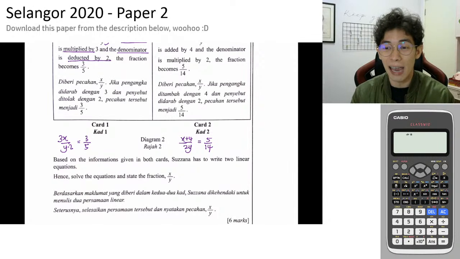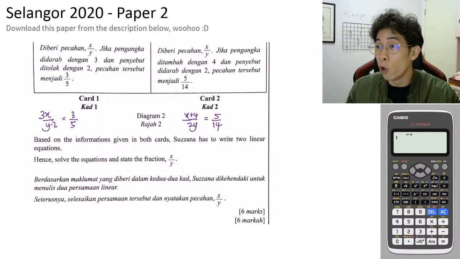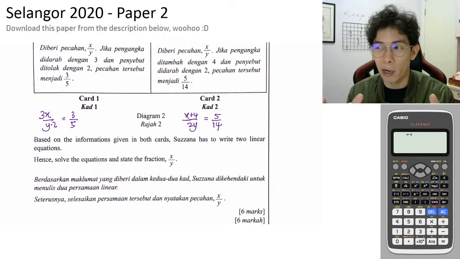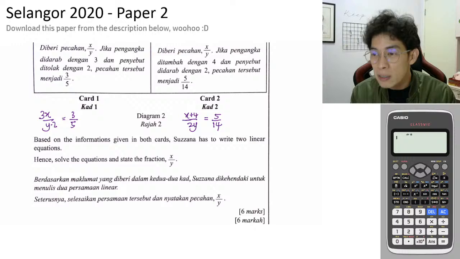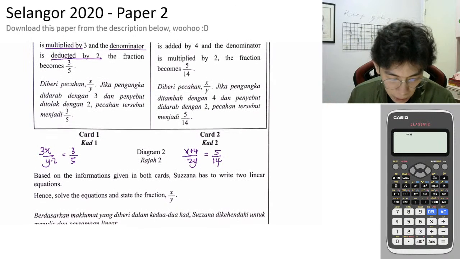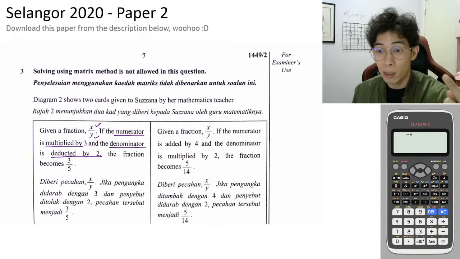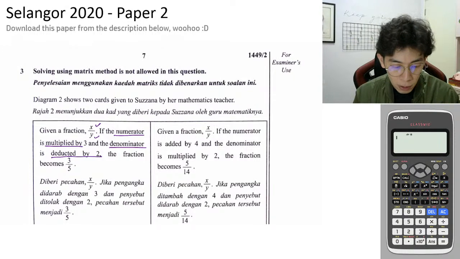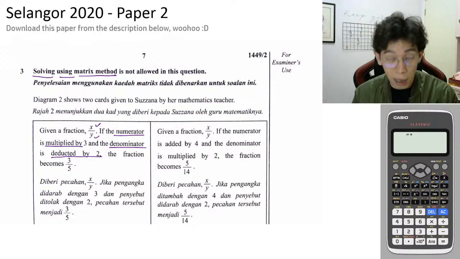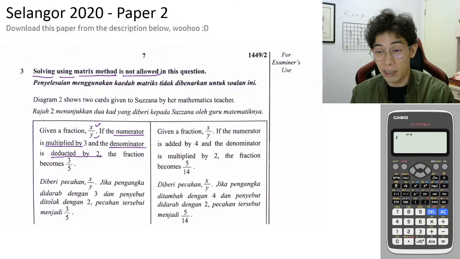So why not we just expand it into normal equations? And moreover there's x and y, so obviously it will be simultaneous equations, or maybe matrix simultaneous. Okay, let's see what they mention. Do you notice they already mentioned specifically? Everyone, look at the question. Solving using the matrix method is not allowed. You don't stop there, you have to continue reading. Read carefully.